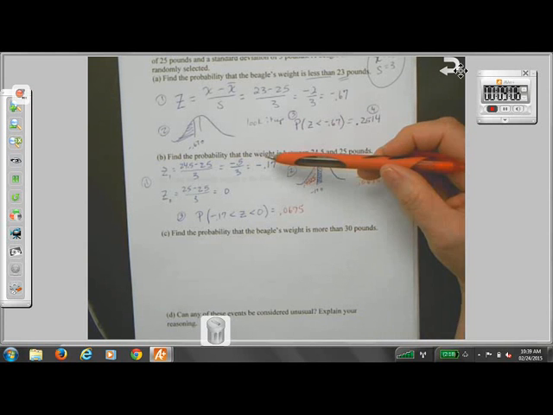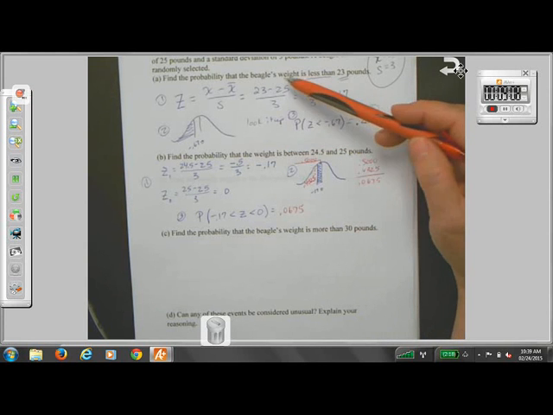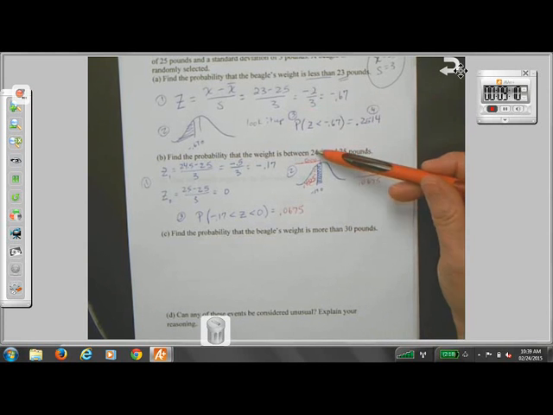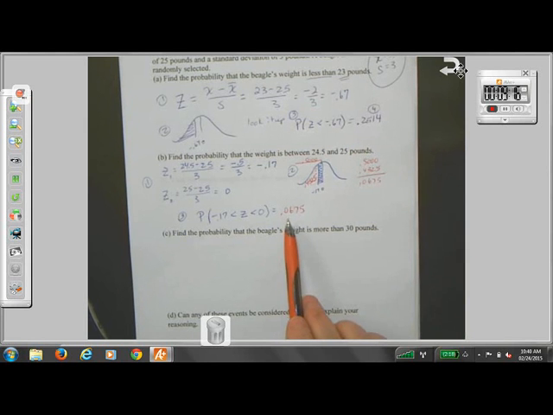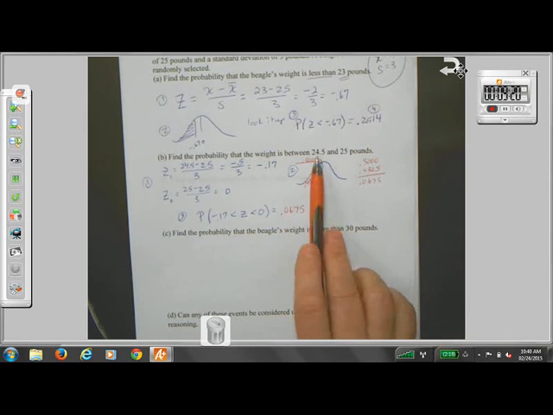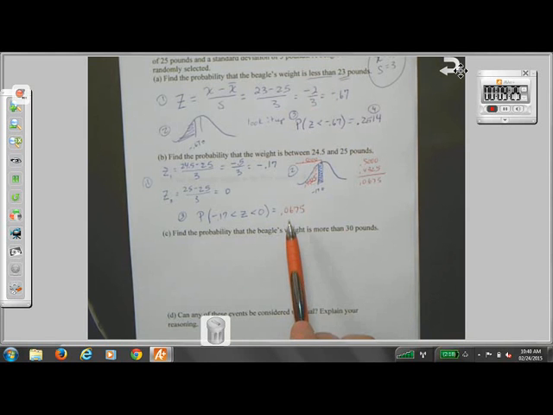that the weight of this randomly selected beagle is between 24.5 pounds and 25 pounds. So that's saying that about 7% of these dogs weigh between these two values. Okay, so the probability of randomly selecting one is this amount right here.